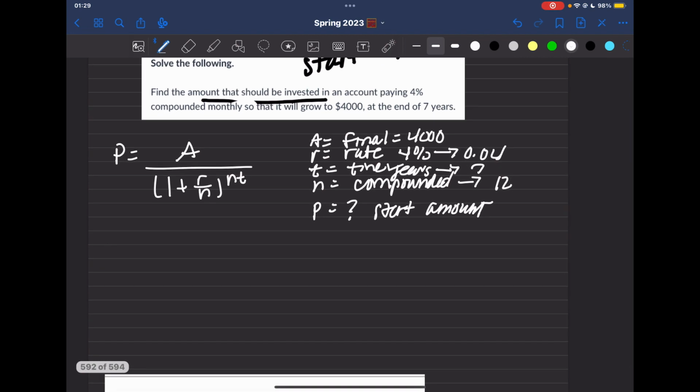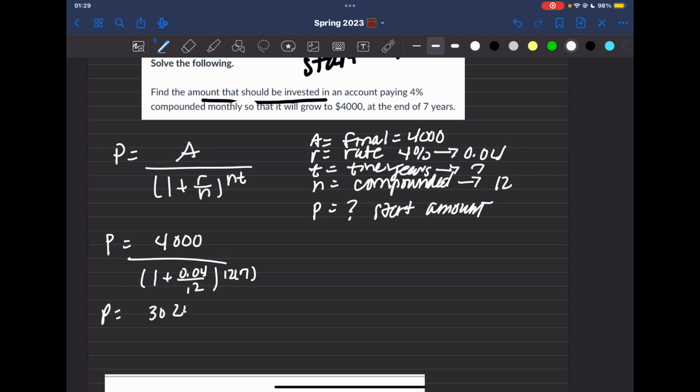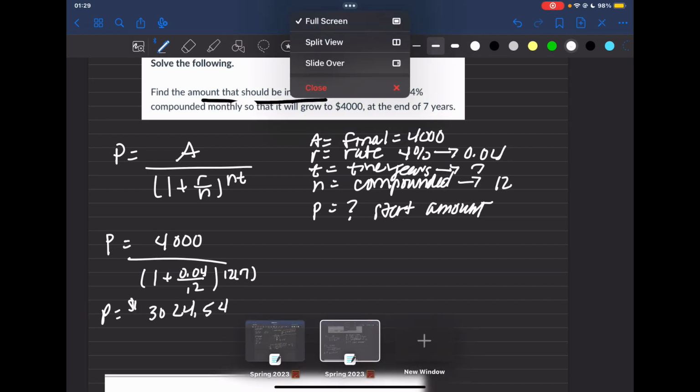So it's going to be P equals 4,000 divided by (1 + 0.04/N) to the power of N times t, but N was 12, and then 12 times 7. So when we put this in the calculator, you're going to get $3,024, and I believe I'm trying to read the cents. I think it's 54 cents. Could be wrong. Let's put it in the calculator and figure it out.